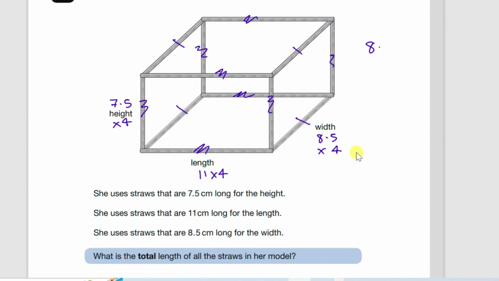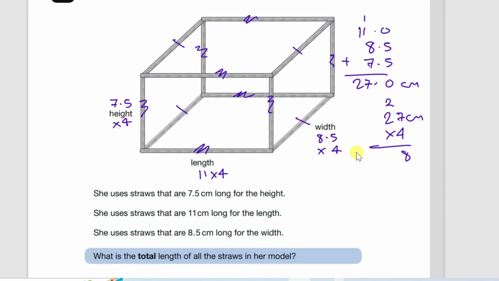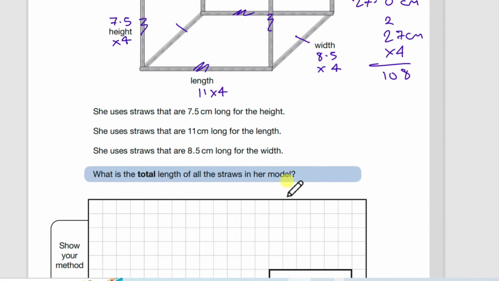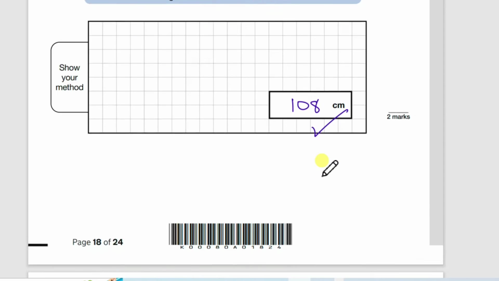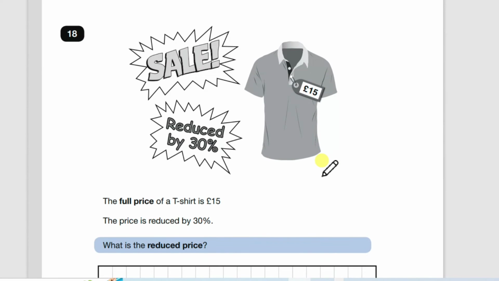So let's do it here. So we've got 8.5, 7.5, and let's put 11 at the top. And adding them up, well, you get 5 and 5 is 10, carry the 1. So I'm going to just add that 11 too. So we've got 12, 20, 27. So it's 27 centimeters. Nice whole number. And now we times that by 4. 27 times 4. So 7 times 4 is 28. So 8 carry the 2. 4 times 2 is 8. Plus 2 is 10. Nice. So the answer is 108. Cool. We just put over here 108 centimeters. Nice.